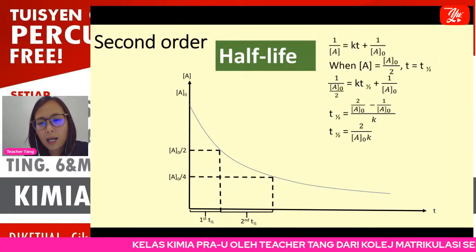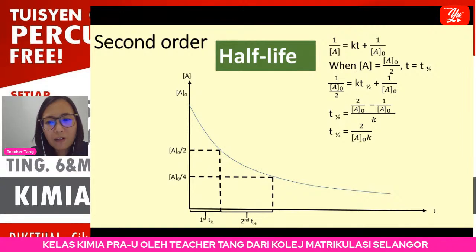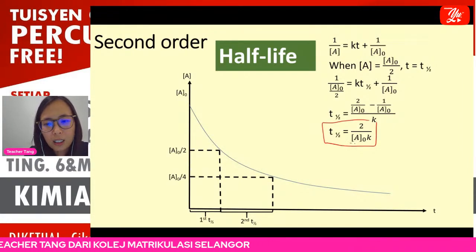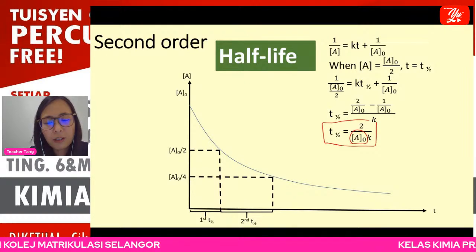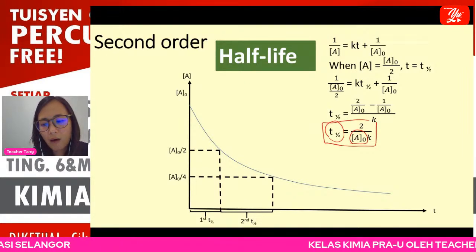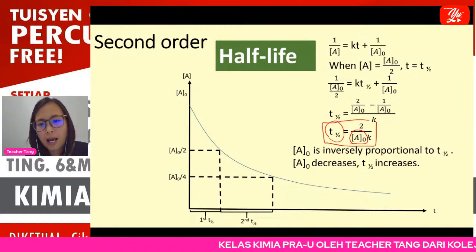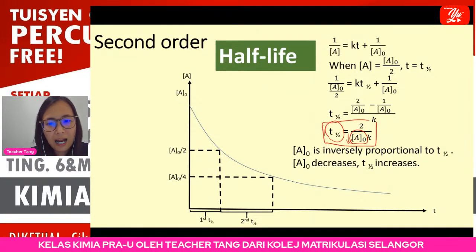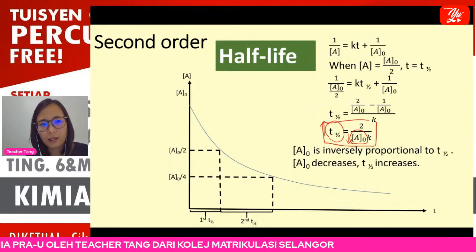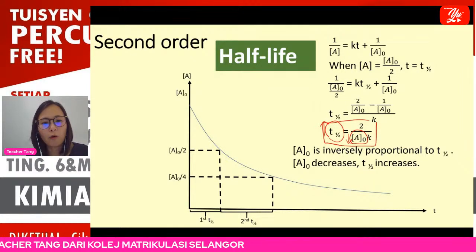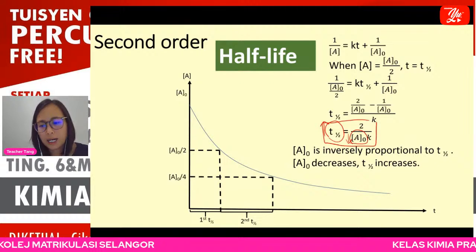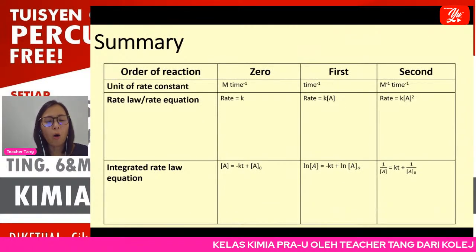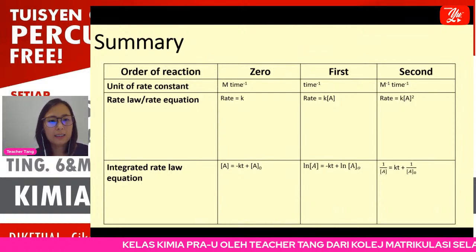So why? It is because from the half-life equation for the second order reaction, we can see that the initial concentration is inversely proportional to the half-life. Therefore, as the initial concentration decreases, the half-life increases. So this is the pattern for the second order reaction. With this, we can then summarize the order of the reactions in this table.